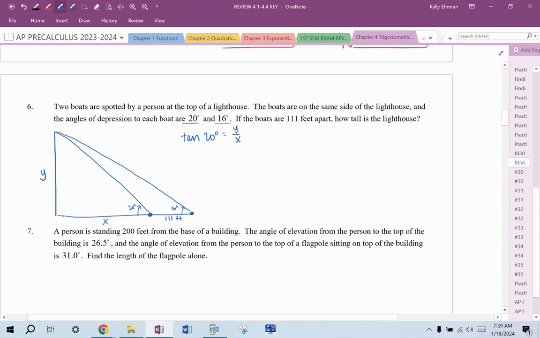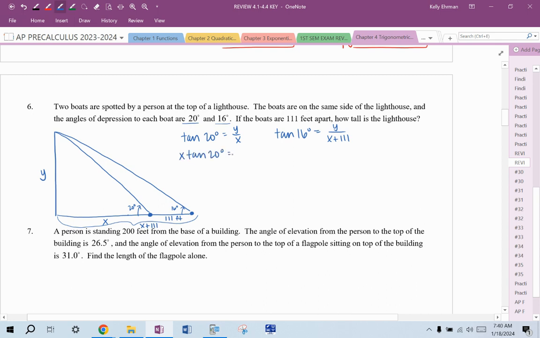And then in the larger triangle, this entire leg down here is x plus 111. So that one's going to be the tangent of 16 degrees equals y divided by x plus 111. Now, my goal is to solve for y, so I like rearranging these 2 equations to solve them for x so that I'll have y's left in my equation when I put them together. So what that means is I like doing this.